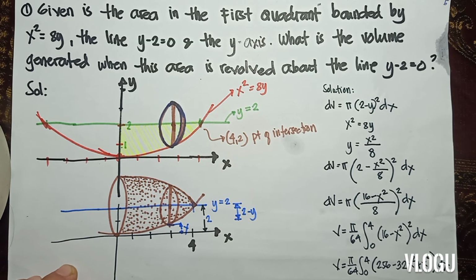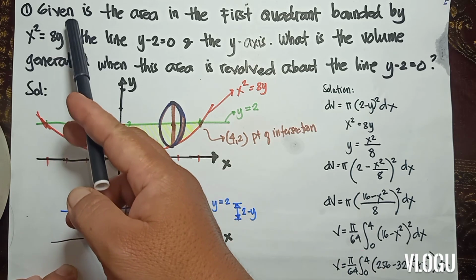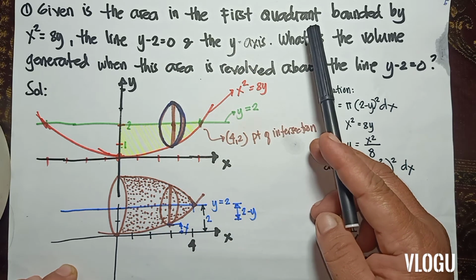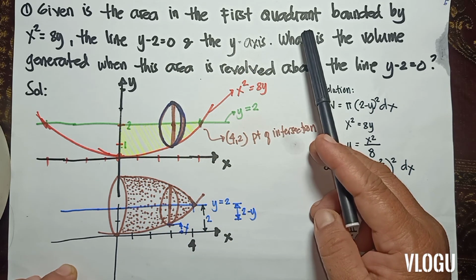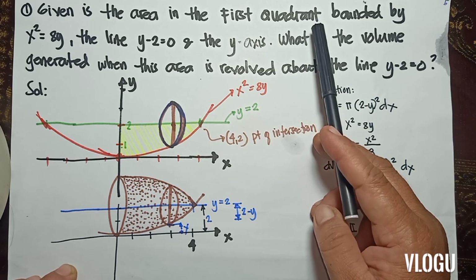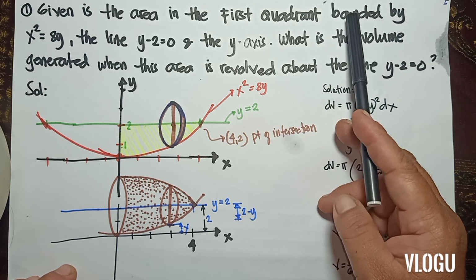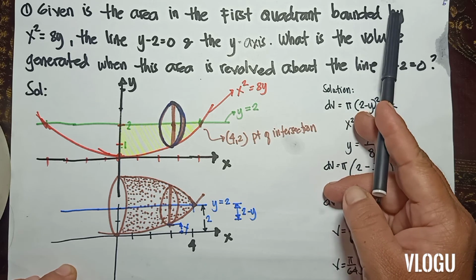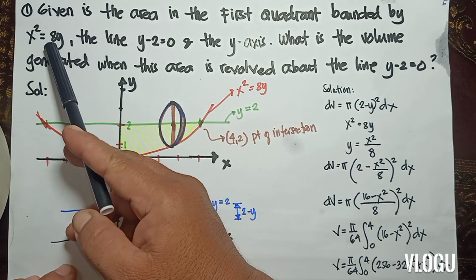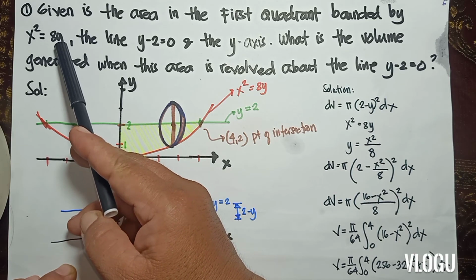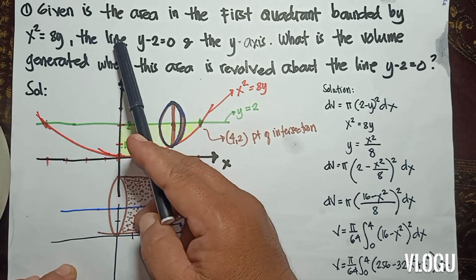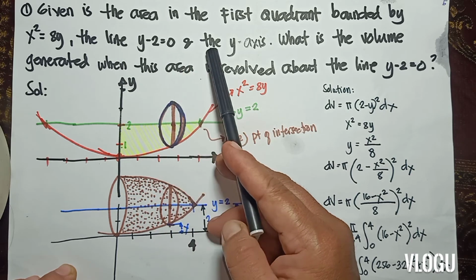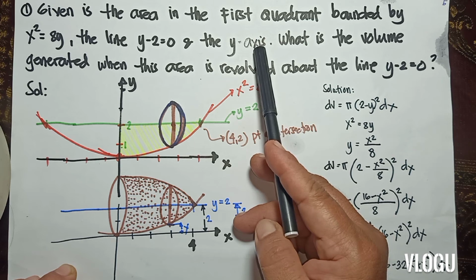Okay. The first example we have here: given is the area in the first quadrant. Take note that the area that we are concerned with is in the first quadrant. Bounded by, so what are the boundaries? Bounded by x squared is equal to 8y. That is the first boundary. Another boundary, the line y minus 2, and the y-axis.